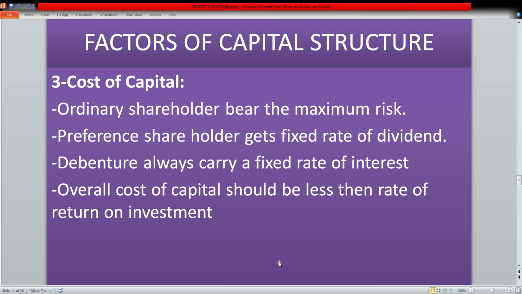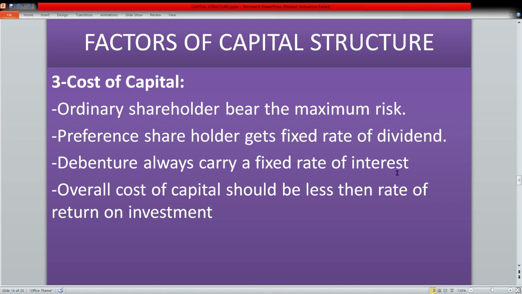Suppose the company has equity share, preference share, debenture. Equity shares are the ordinary shareholders and they bear the maximum risk. Preference shareholder gets fixed rate of dividend. Debenture always carry a fixed rate of interest. And all these have cost, and you can calculate the overall cost of capital. This we have read in the cost of capital chapter.